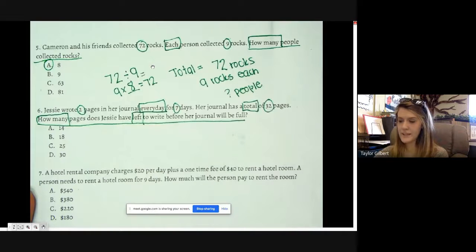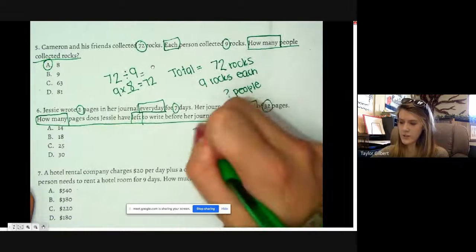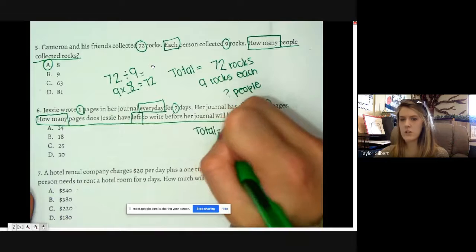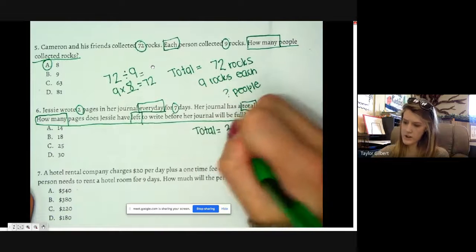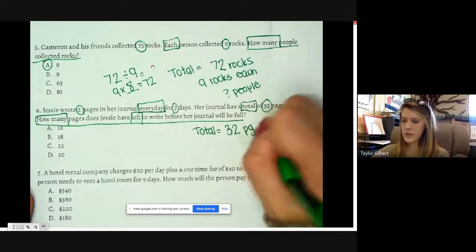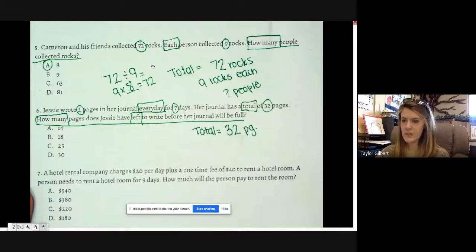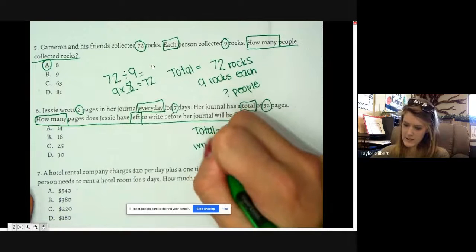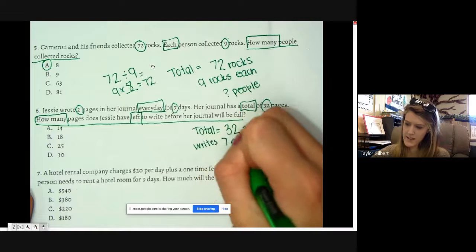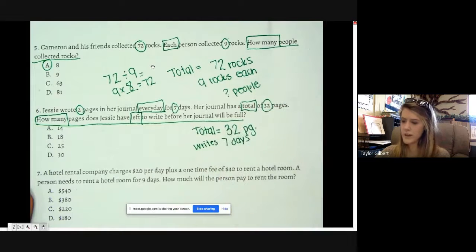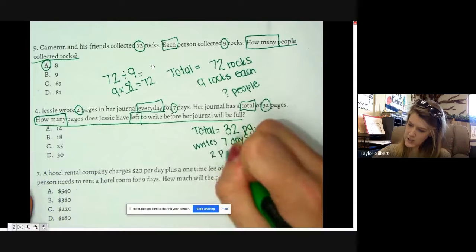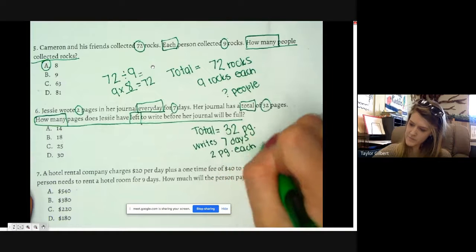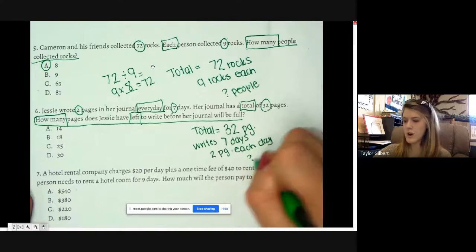Okay, make a list. So let's start with the total. If they give us the total, we always need to start our list with the total. 32 pages. I'm going to put PG. 32 pages. Okay, she writes for 7 days. Okay, 2 pages each day. Question mark left.